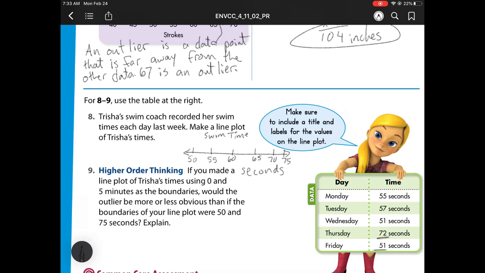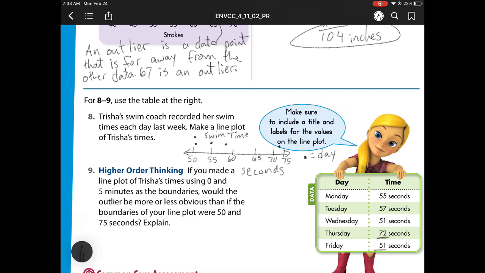And remember, I need to say what does each dot equal? Each dot equals a day. So let's check. Monday she swam 55. Tuesday she swam 57. Wednesday she swam 51. Thursday she must have been sick or something because she swam 72. And then Friday she swam 51 again. So we have 2 dots above that 51.